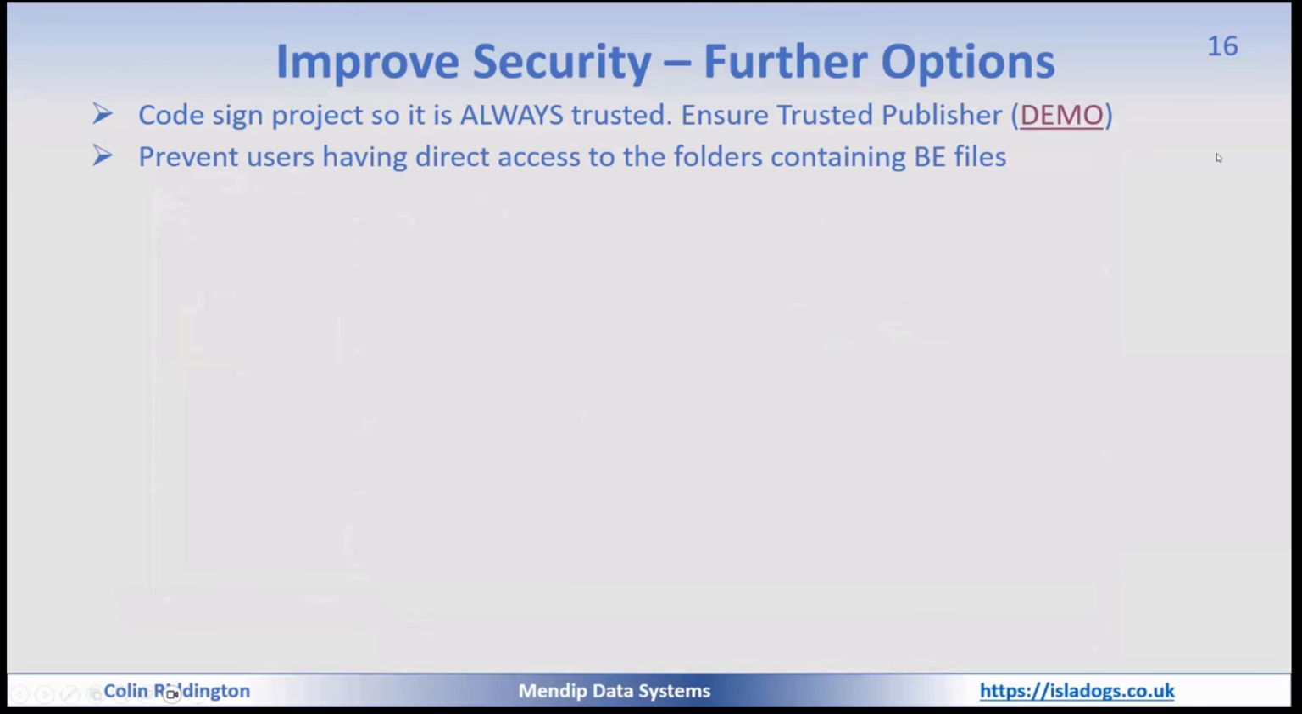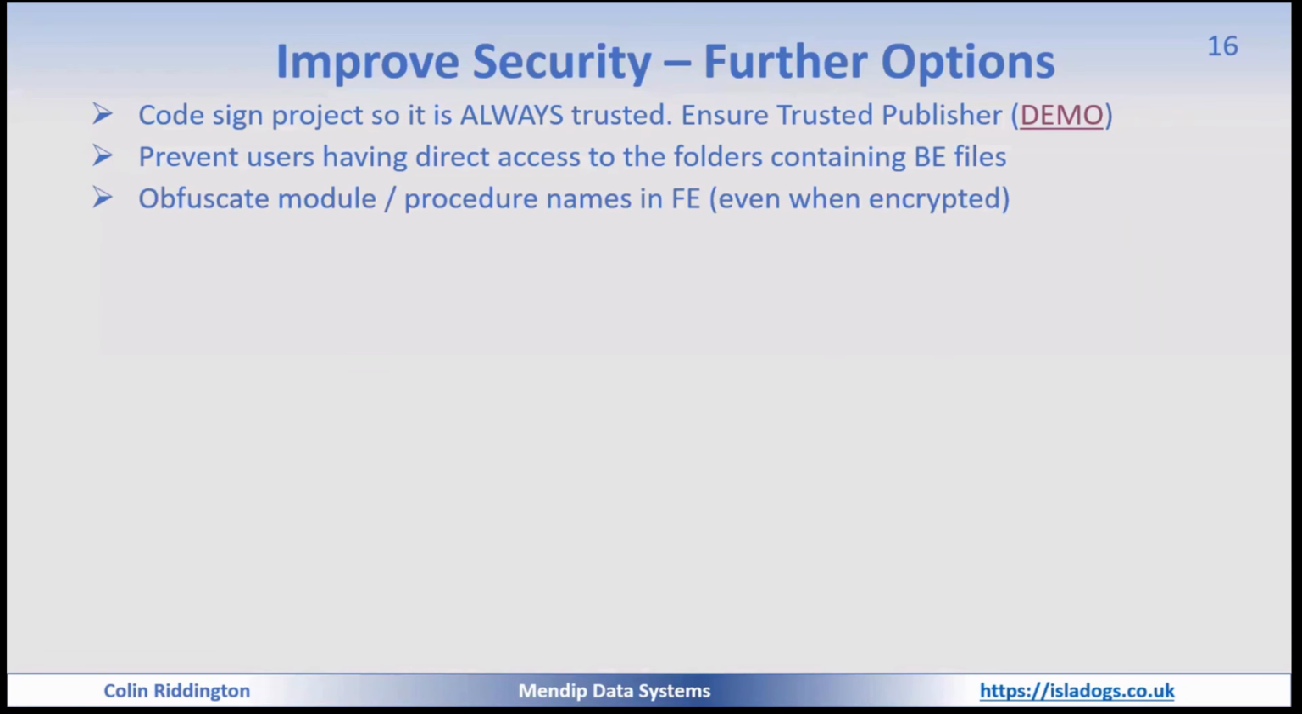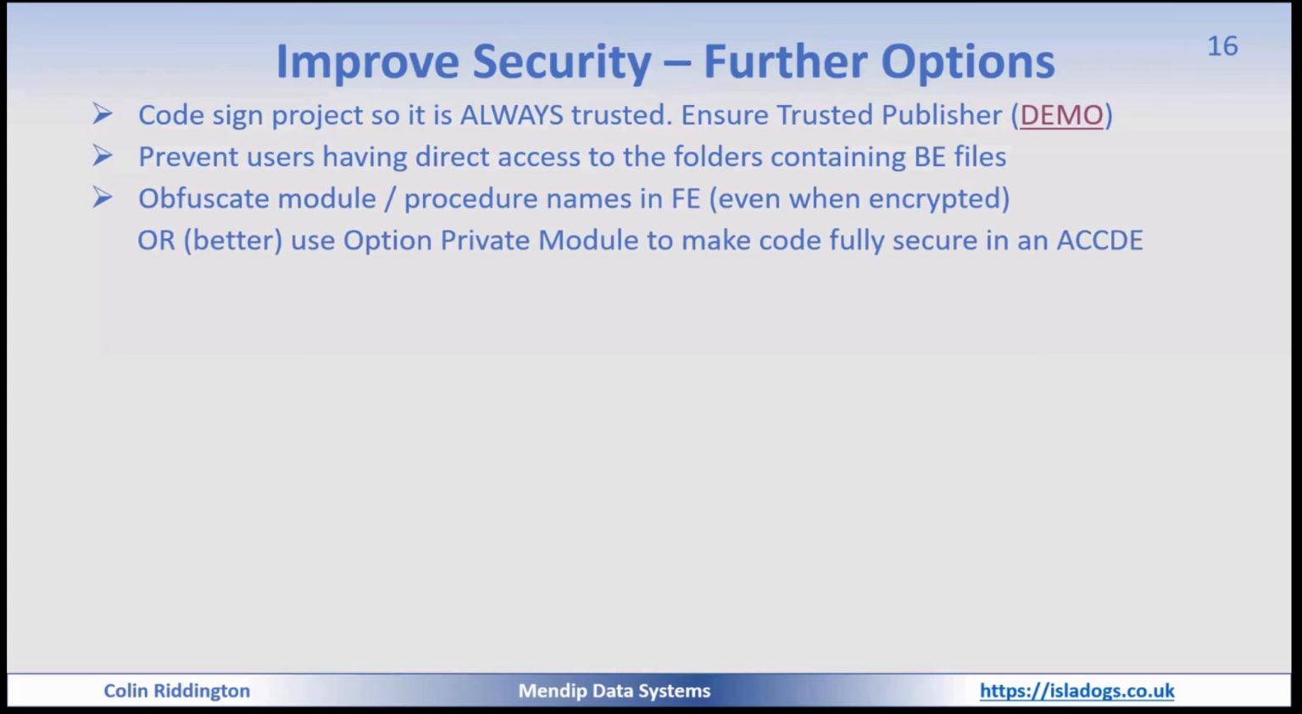You should prevent users having direct access to the folders containing the BE files in order to prevent them taking the file away. Some people recommend obfuscating module and procedure names even when they're encrypted, because of the reasons that I showed you earlier, that you can get to the procedure names and the arguments there. Now, I never bother with that because there is a much simpler method.